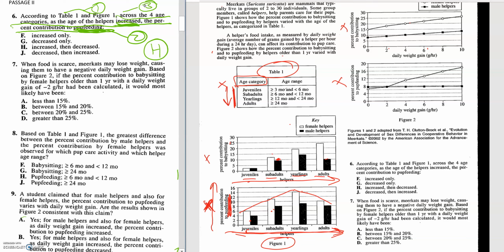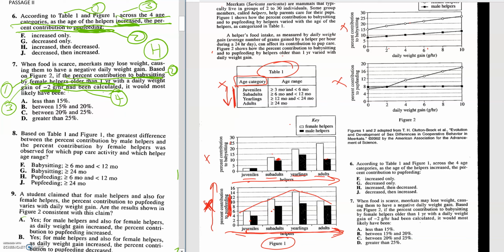Number 7, when food is scarce, meerkats may lose weight, causing them to have a negative daily weight gain based on figure 2. Okay, that's going to be step 1. If the percent contribution to babysitting, all right, that's going to be 2 is find babysitting, by female helpers, that'll be 3, have to be female helpers, older than 1 year old, with a daily weight gain of negative a gram per hour, whatever that is, had been calculated, it would most likely have been, so that's going to be number 4. And it says had been calculated, so it means it wasn't calculated. So this is an extrapolation question.